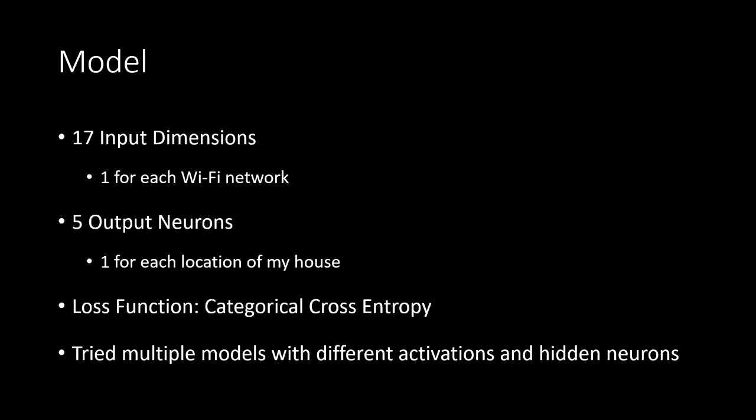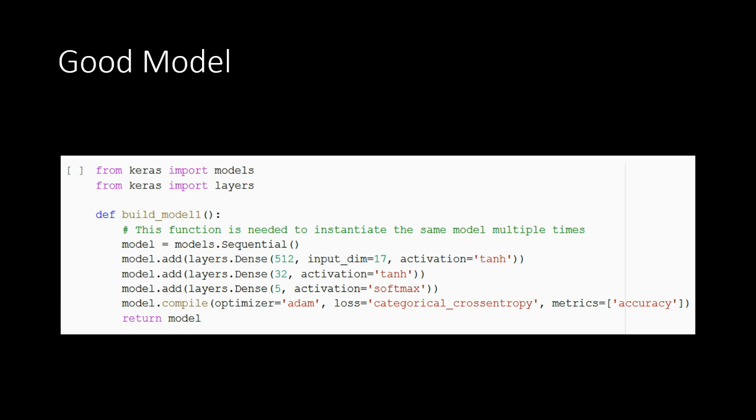And then I tried multiple models with different activations and hidden neurons, but I will talk about that in the next couple slides. So this was the good model. I used the tanh activation and then softmax at the end with the 5 output neurons. I used the Adam optimizer, and this was a very accurate model for me. You can see on the next slide, I will show you the graphs for this, but like I said earlier, there's 17 input dimensions, one for each Wi-Fi network, and then here are the hidden neurons.